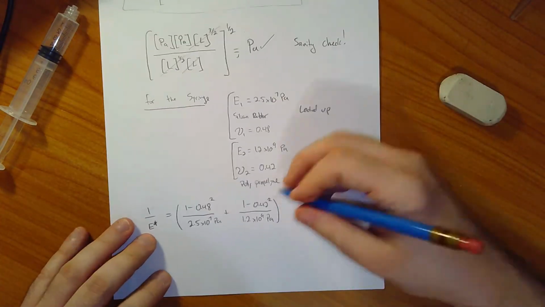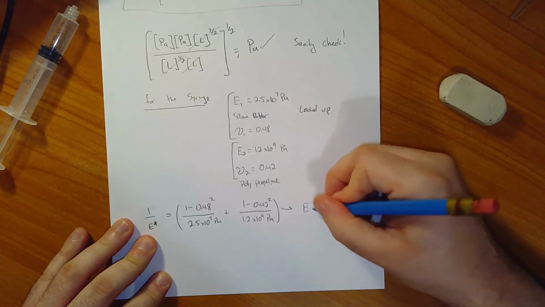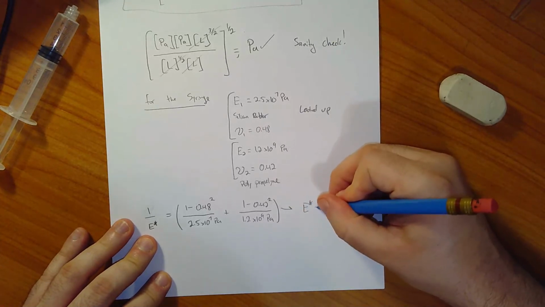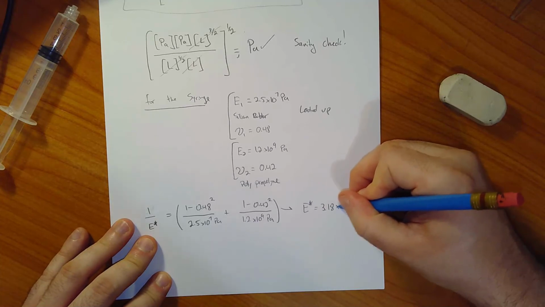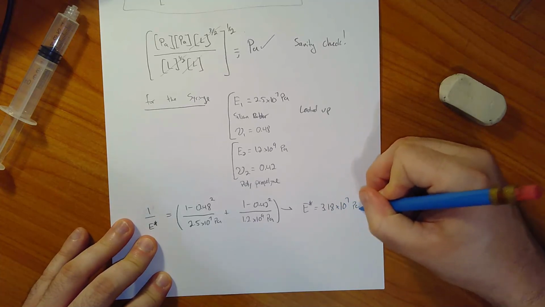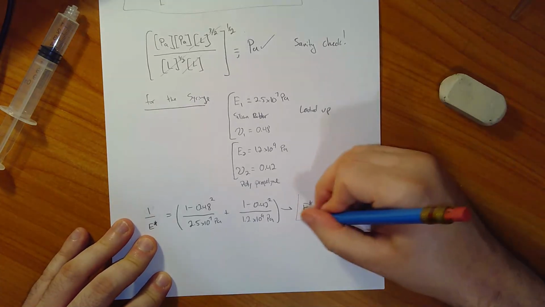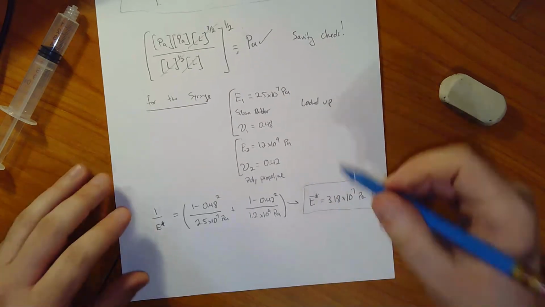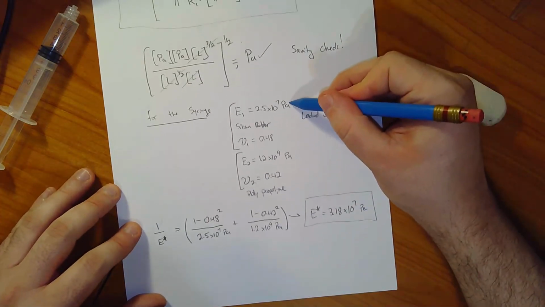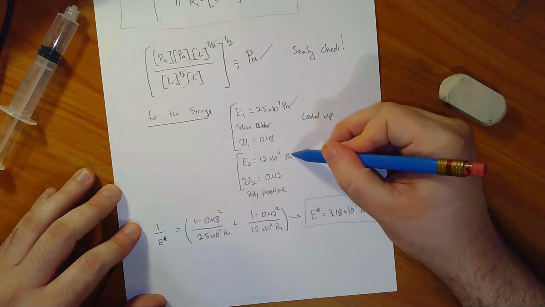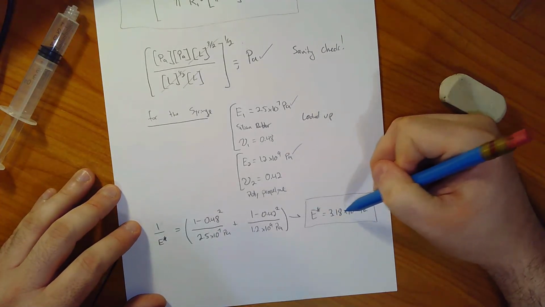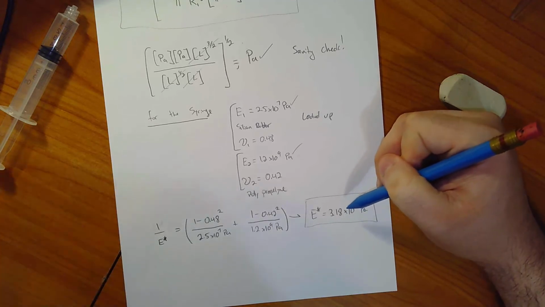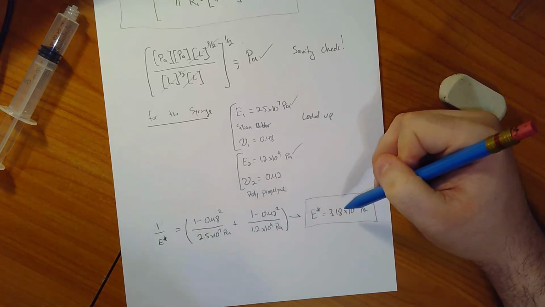And so when I solve this, I end up with an E star of 3.18 times 10 to the 7th pascals. And does that make sense? Well, we're expecting to be somewhere between this value for silicon rubber and this value for polypropylene. And yeah, this is the value between those two. So that's fine. So that's the value that I come up with.